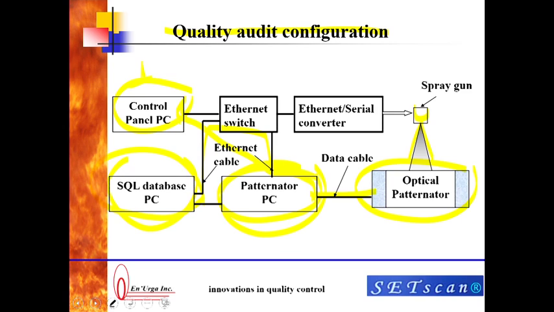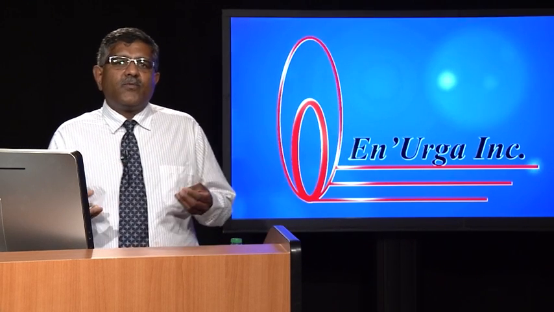So, this is a typical quality audit configuration, where you are bringing a nozzle to the patternator, spraying it, collecting data on the nozzle, comparing it with a master template and deciding whether the nozzle is good or bad. If the nozzle is good, then you put it in a bin and send it out for sales. If it is bad, you reject it or change your manufacturing to get a much better number of good nozzles.